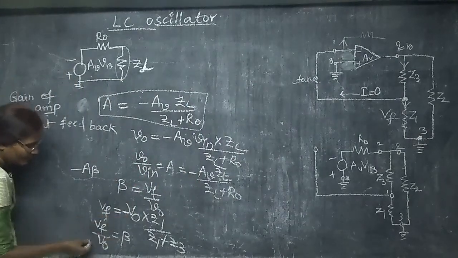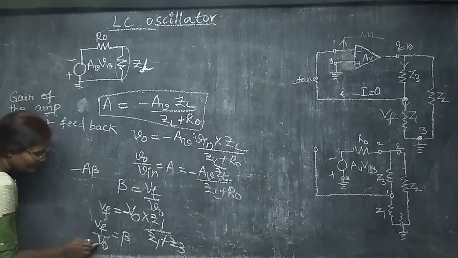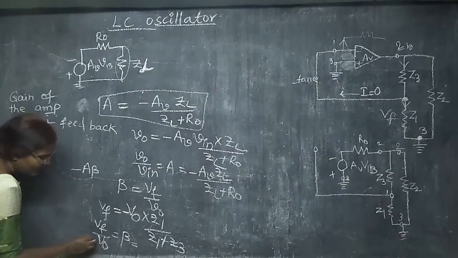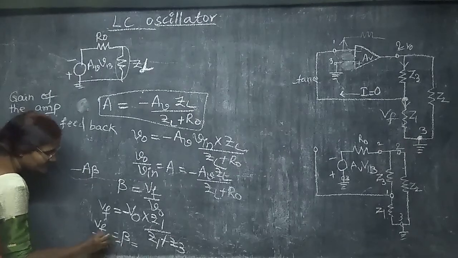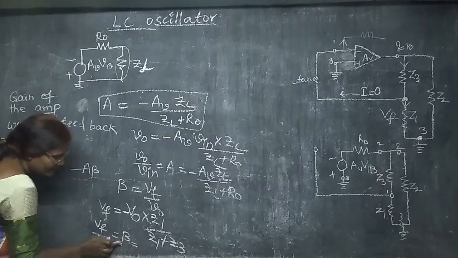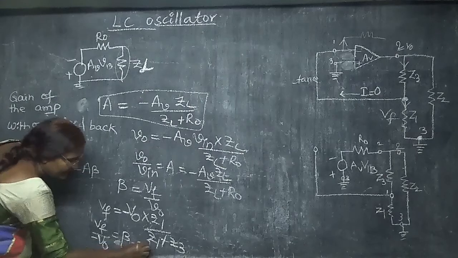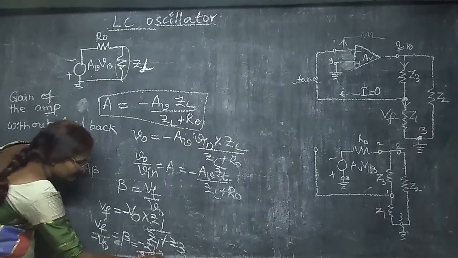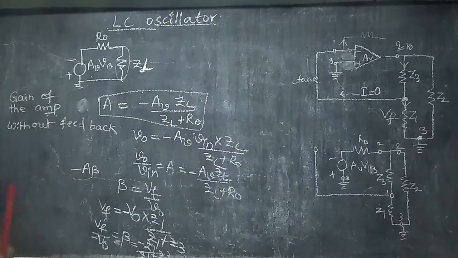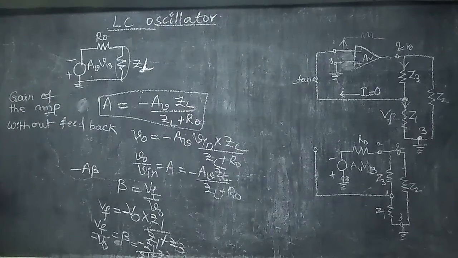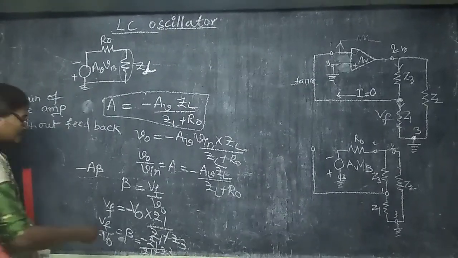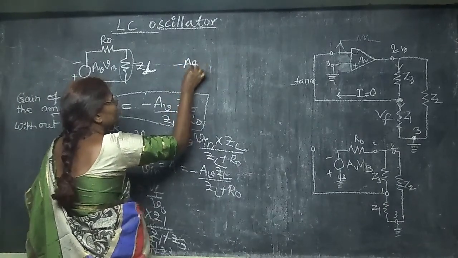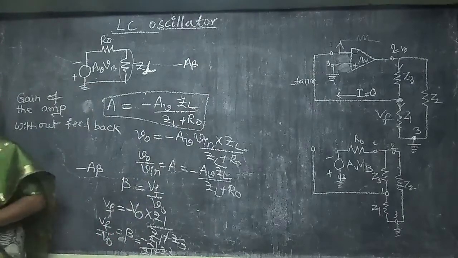So if I put minus V0, VF by V0 is going to be minus V0 and minus beta is going to be this. If I take this minus to this side, then it will be Z1 by Z1 plus Z3. So if I multiply these two, what is my minus A beta? That we are going to calculate now.